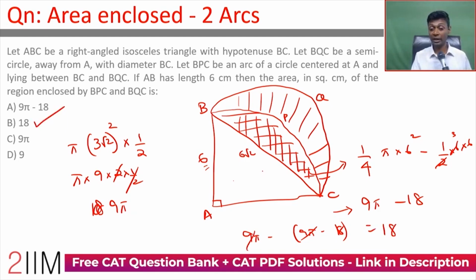Which is effectively the area of this triangle. So this part is equal to the area of this triangle. It's another way of thinking about it, which is linked to the idea that we're incorporating Pythagoras theorem in some form. So area of this triangle is half into 6 into 6, 18, which is nothing but the area of that crescent shape.